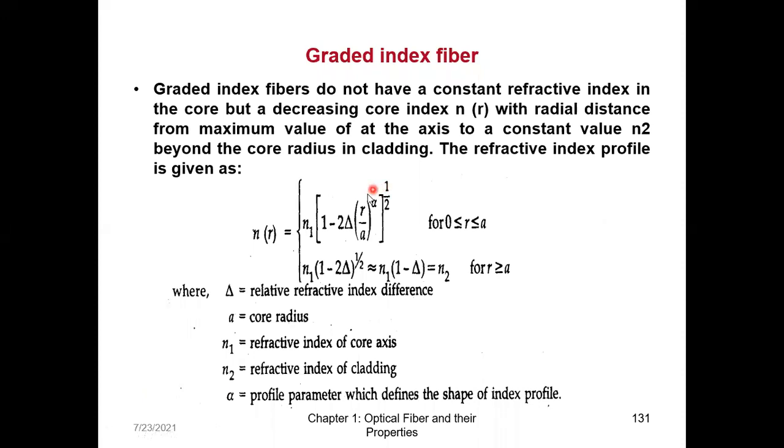Now, what is this alpha? The alpha in this formula is the profile parameter which defines the shape of the index profile. For step index fiber, I know the shape of the profile is this. It is the shape of a step. Here it is N1 and here it is N2. But then how do I decide the shape from this particular formula? Here it is N2, and at this end it is N2.